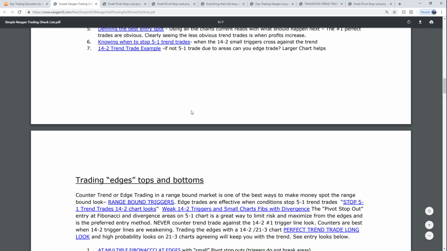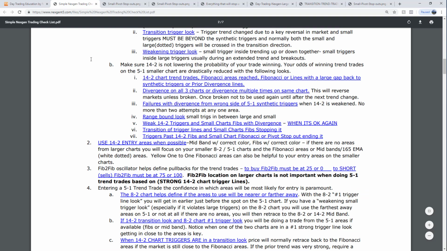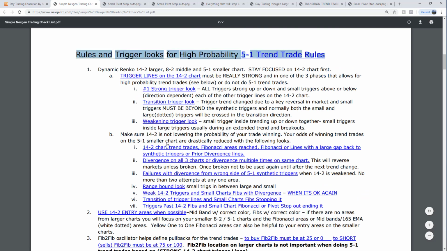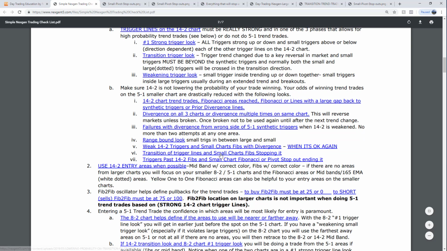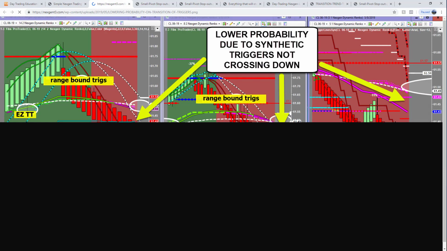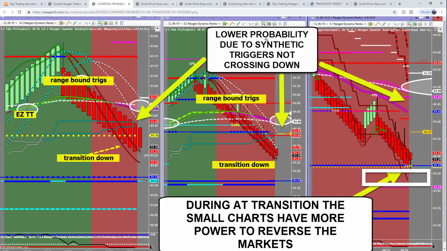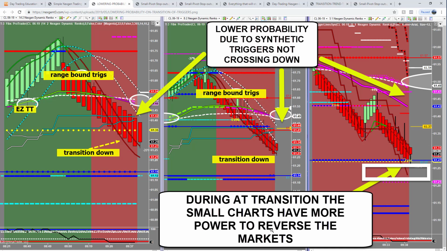So look, when I go to the rules, and we say if you have a transition of your trigger lines, so look, here's the picture for the rules. Lower probability in a transition if you hit fibs and they hold. So Amit, when the fibs hold on the small chart, it ruins the transition look. So you see that rule? So your trade is this rule.